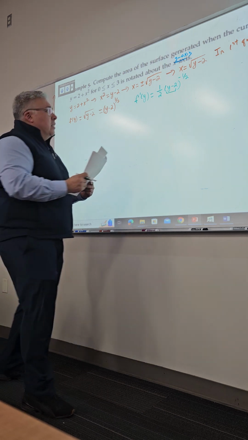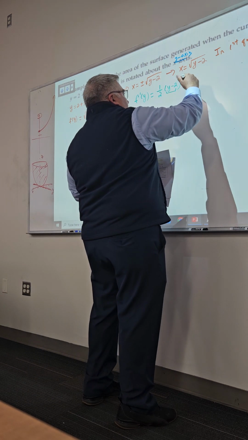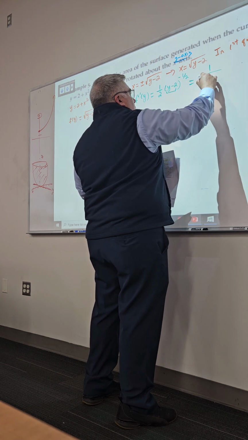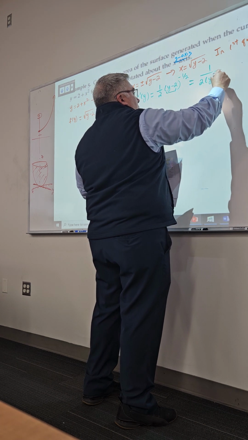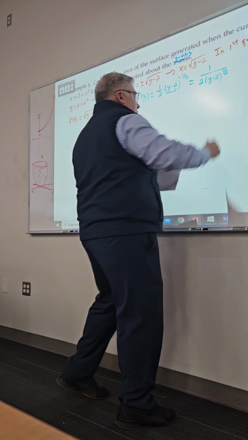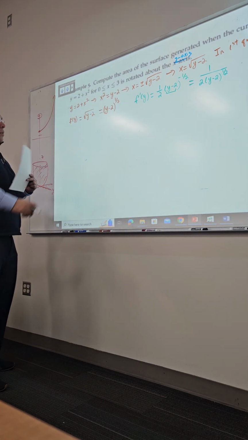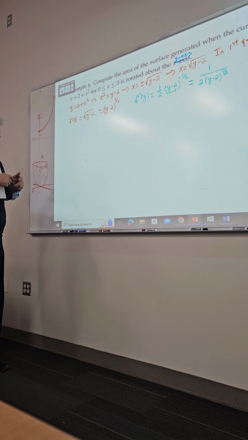Now the problem with this is I don't want the negative power, so I'm going to have to flip it and take it to the denominator. So it's going to be 1 over 2 times y minus 2 to the positive 1/2. Okay? So far, so good? All right.